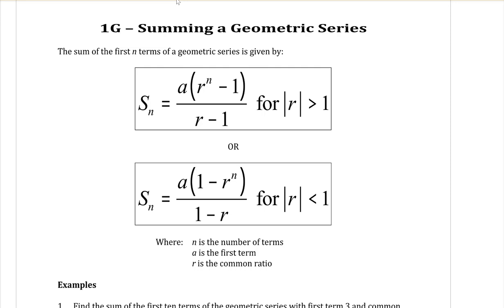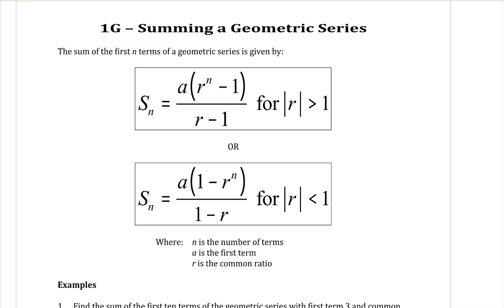All right, so we are up to 1G. There are only 2 more sections after this. We're going to be summing the geometric series. So there are 2 formulas for this as well, but the 2 formulas are for different values of R.